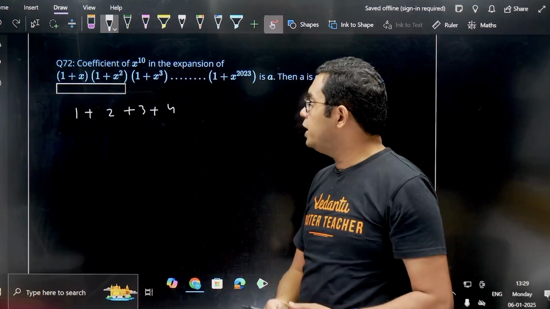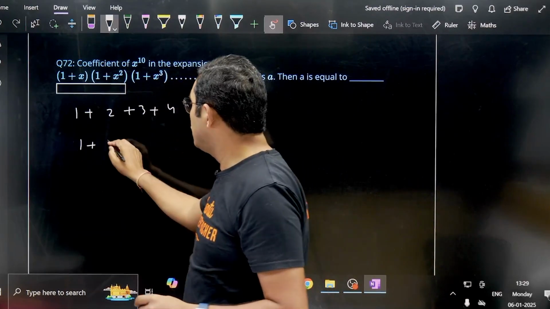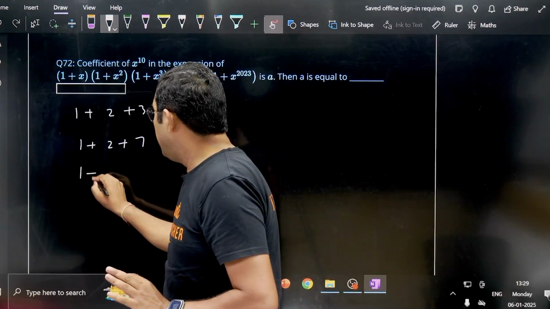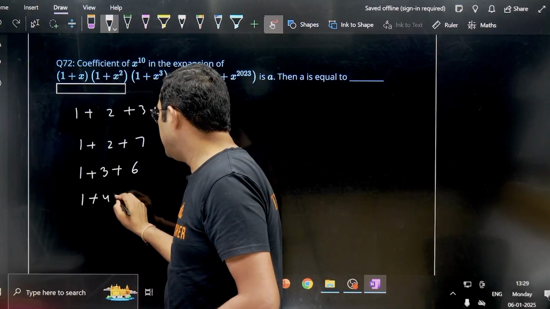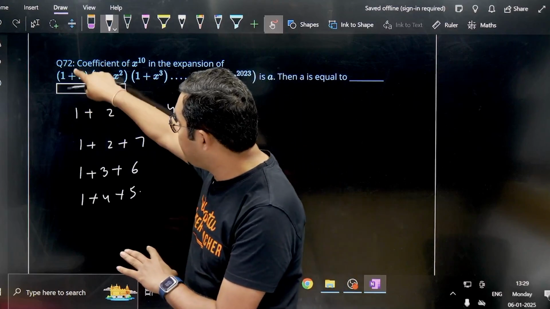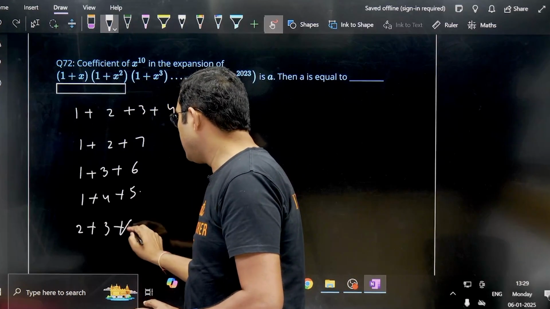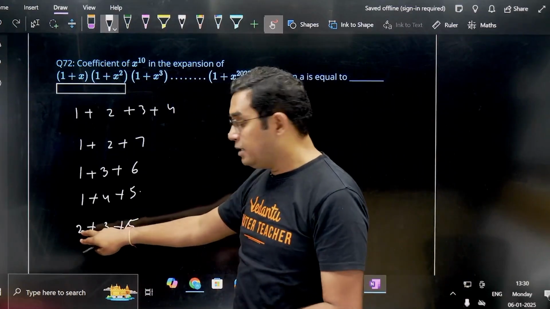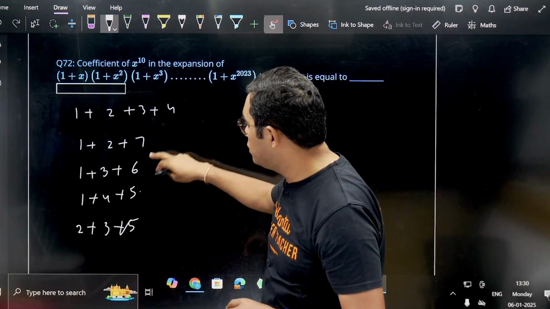Now, if I want to include only 3 brackets, so what are the possibilities? I think 1 plus 2 plus 7 will give you 10. Similarly, 1 plus 3 plus 6 will also give you 10. 1 plus 4 plus 5 will also give you 10. Okay, so these are 3 possibilities if we are taking x from the first bracket. If we start with 2 and then 3, then also I think we are getting 10. 2 plus 3 plus 5. But I think that's the only possibility starting with 2. So far we have got 1, 2, 3, 4, 5.